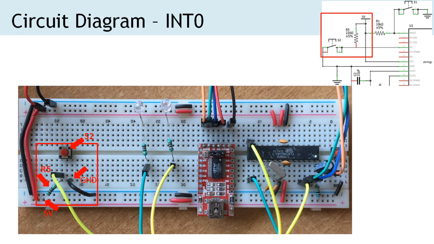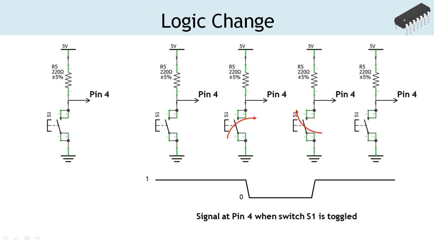A button switch is used to trigger the interrupt. One end of the button switch is connected to the 5 volt of the power rail through 220 ohm resistor. It is also connected to the pin number 4 of the microcontroller. Pin number 4 is for the interrupt 0. The other end of the button switch is connected to the ground. When the button switch is in off state, the pin number 4 of the microcontroller is pulled to logic high.